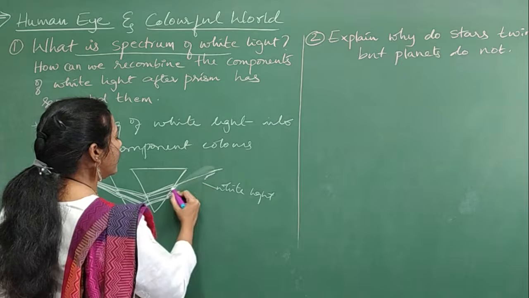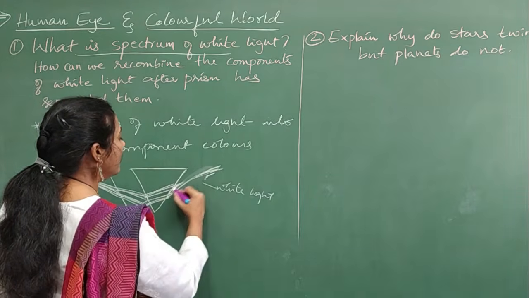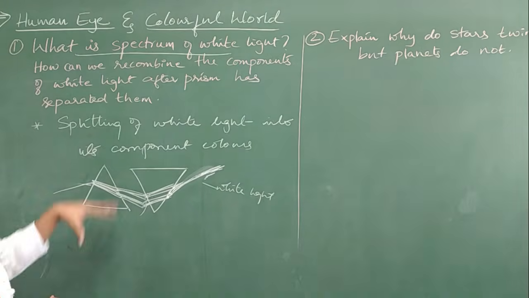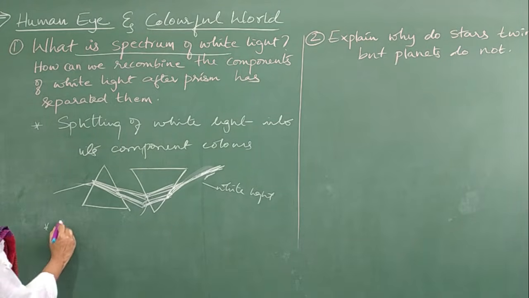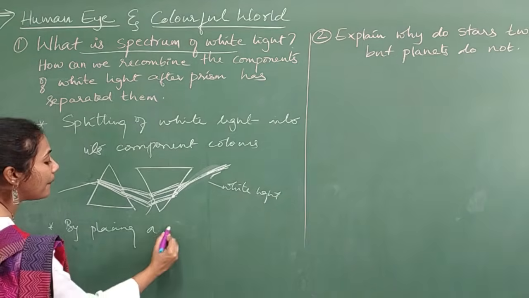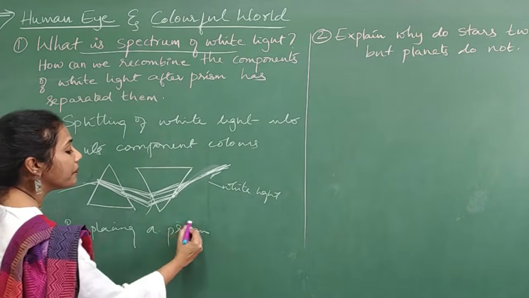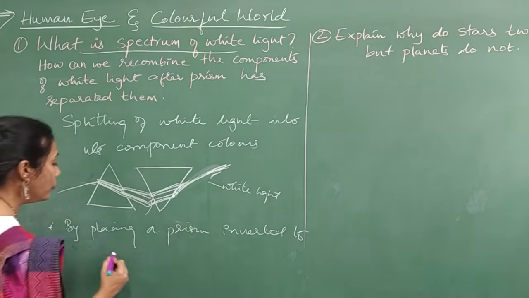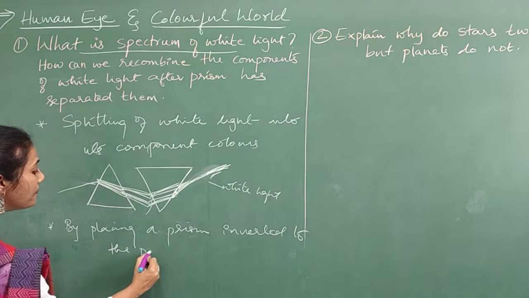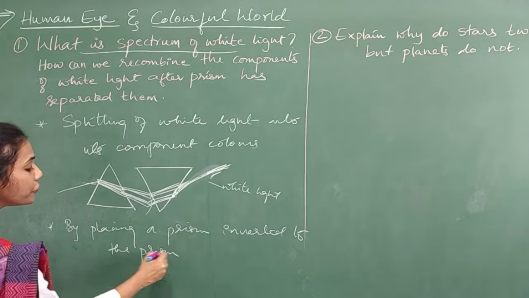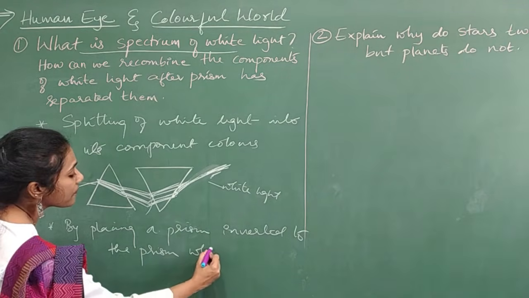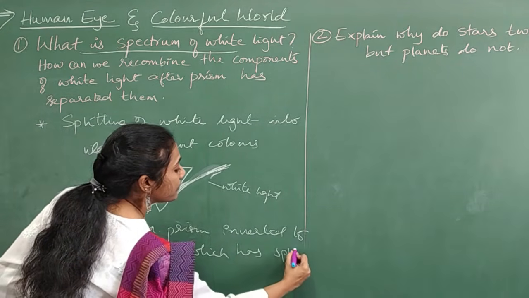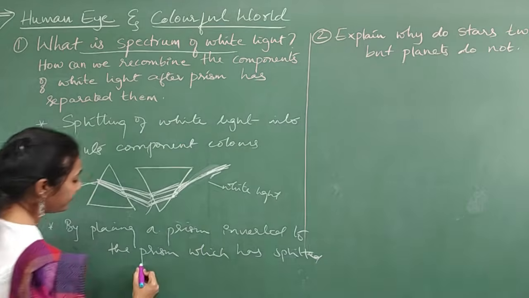So let me show you a single thick line here. So this is your white light. Right? So what is the answer you will write here for the second question? By placing a prism inverted to the prism which has split white light.